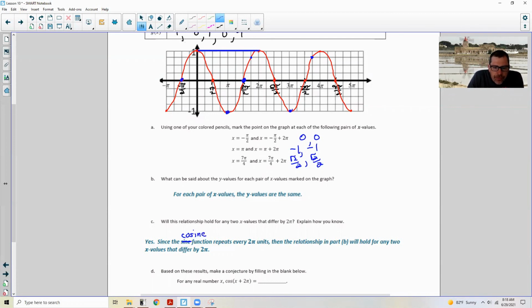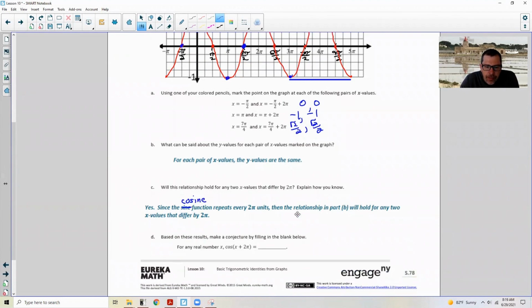Yes, since the cosine function repeats every 2 pi units, then the relationship in part B will hold for any two x values that differ by 2 pi. So I brought in my measuring stick, if you will. This is a length of 2 pi, as you can see on the grid here. And no matter where I move it, if the left end is on the graph, the right end is at the graph, 1 period over. So if I moved it to here, both ends are on the graph. If I move it down here, the left end and the right end are on the graph. No matter where I move this, the distance stays the same, okay?